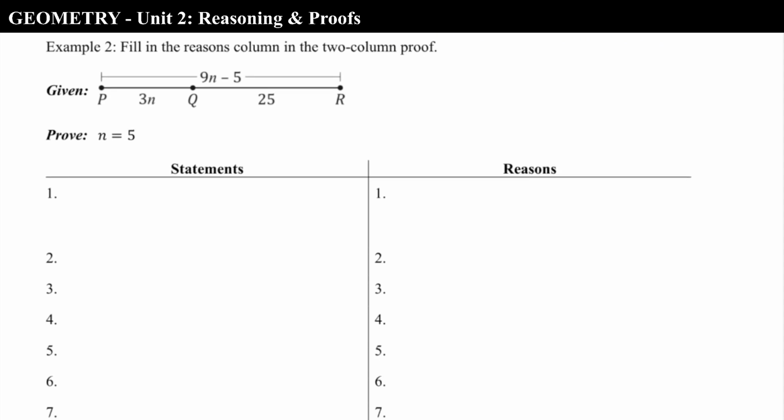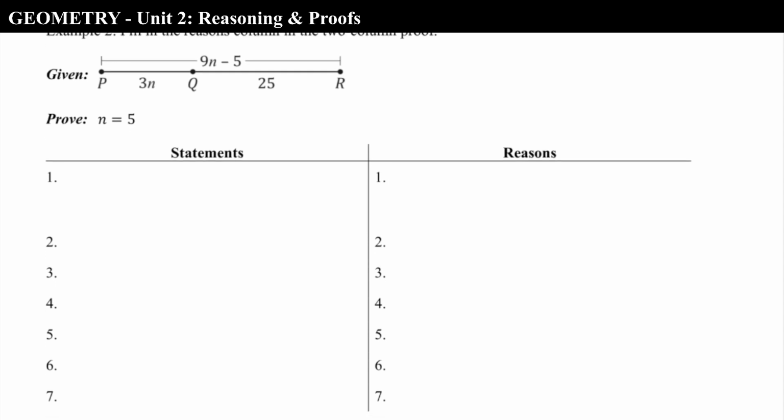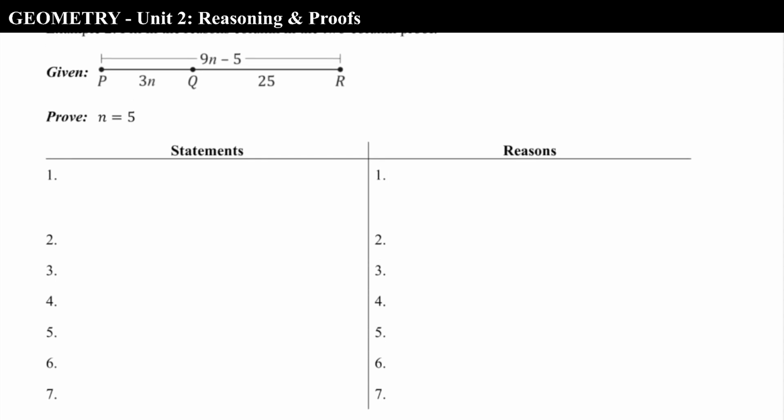So for this one, we are going to fill in the reasons column for our two-column proof, and we're going to write down what we're doing here. So we have a segment here, okay? And what we're going to do is prove that n equals 5.